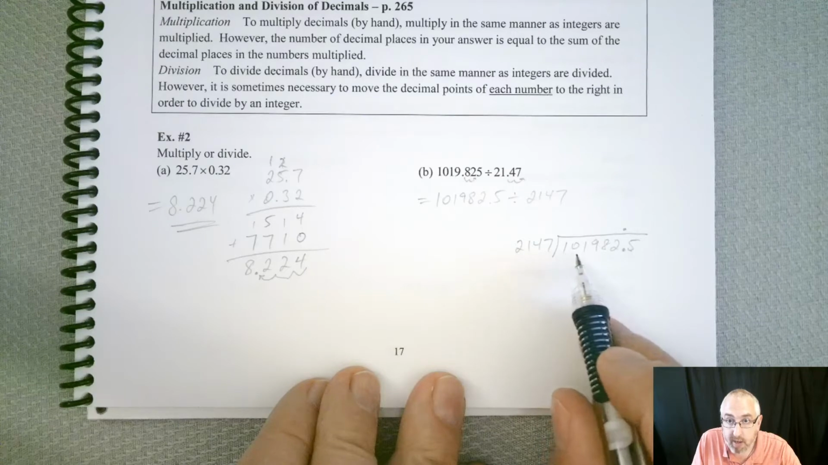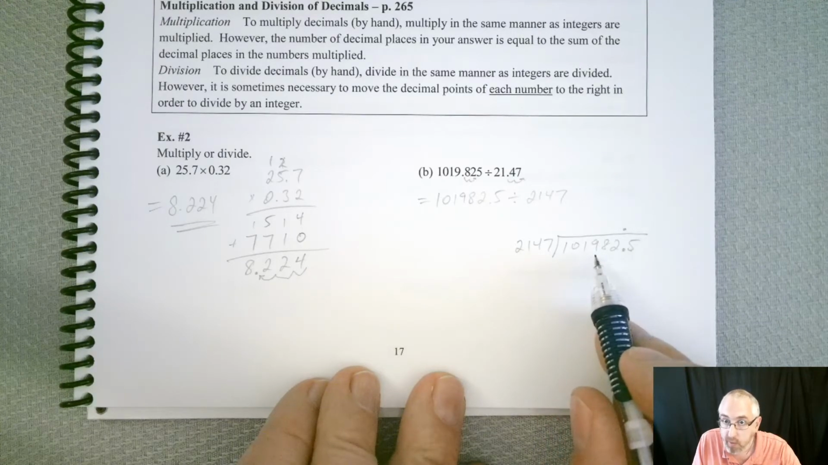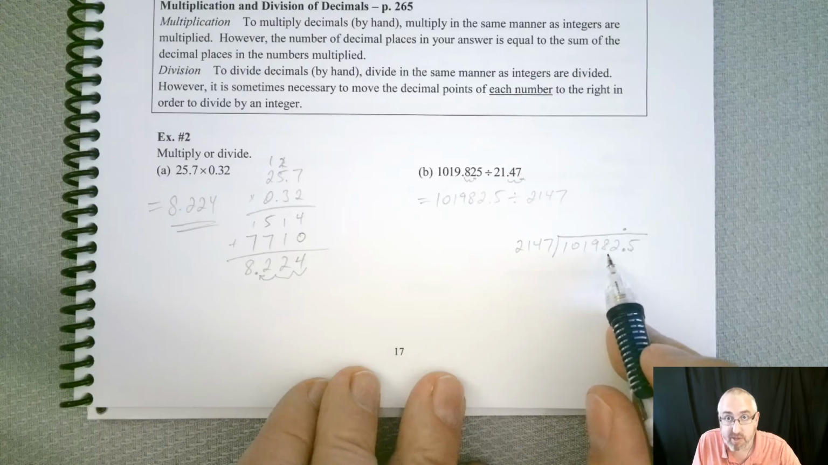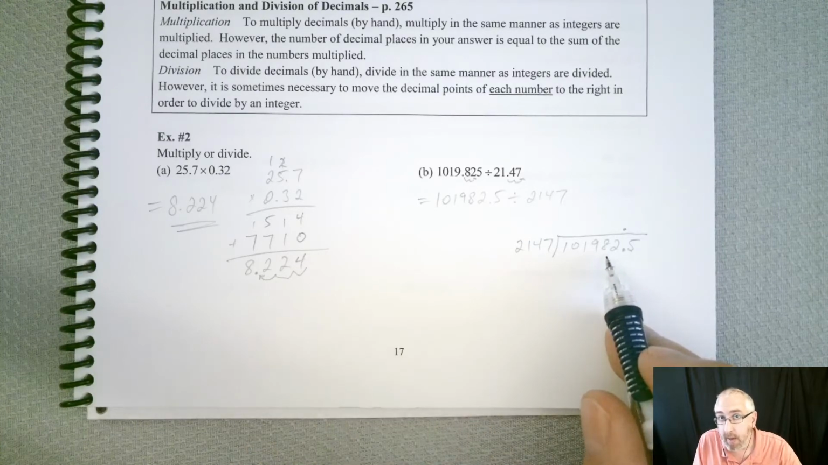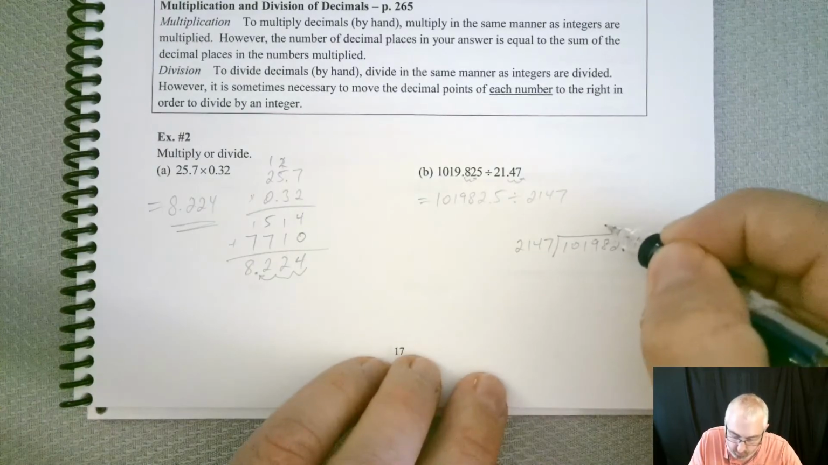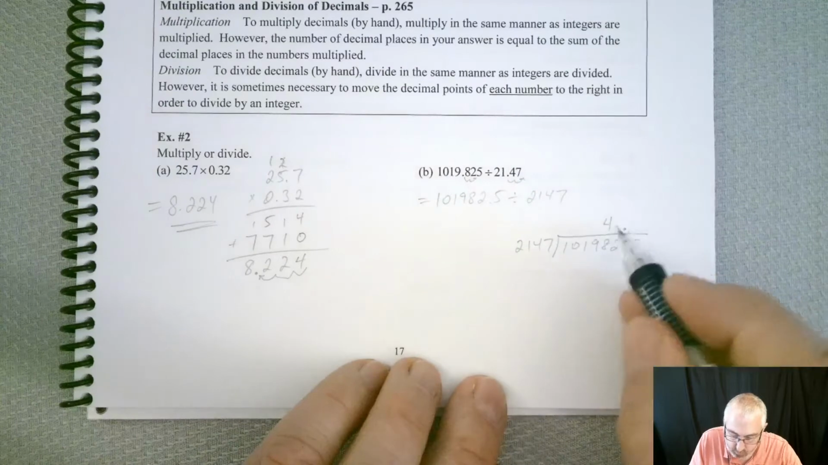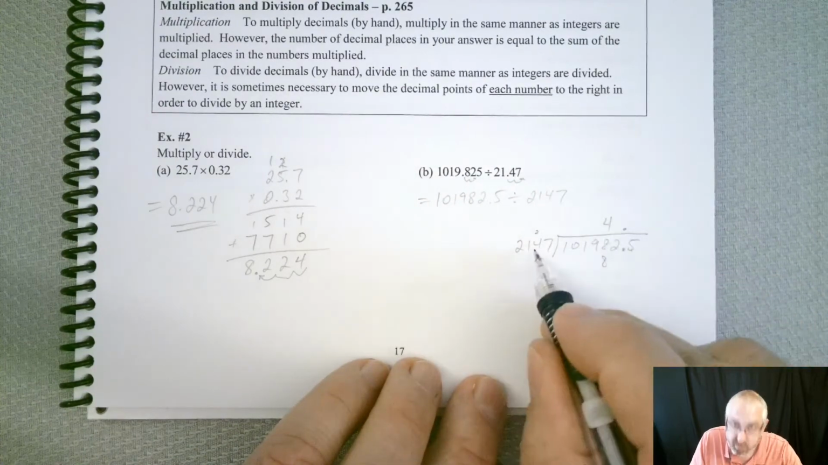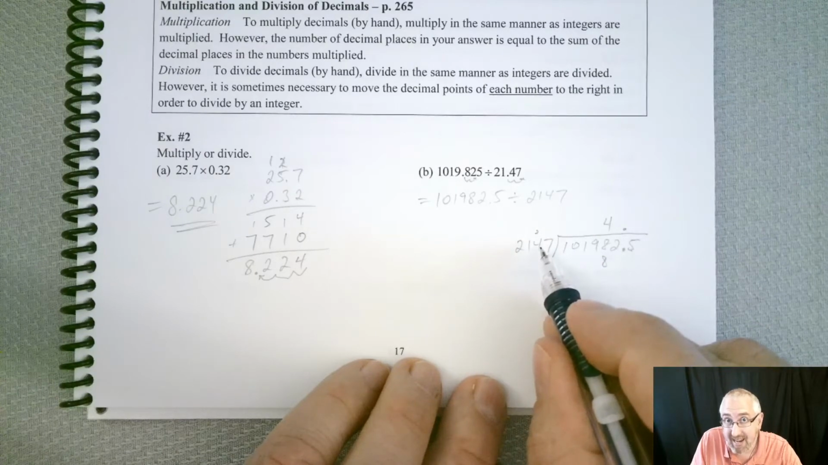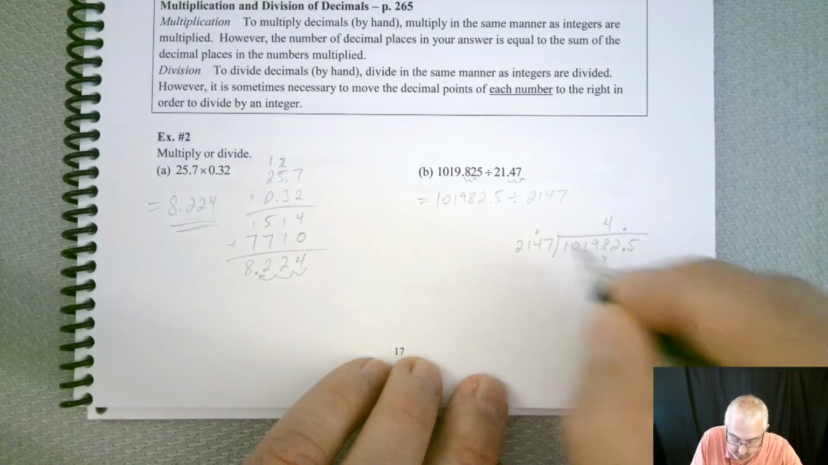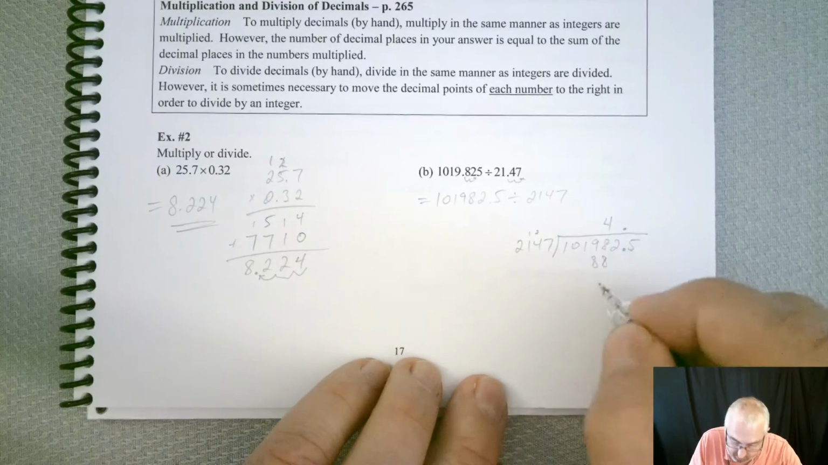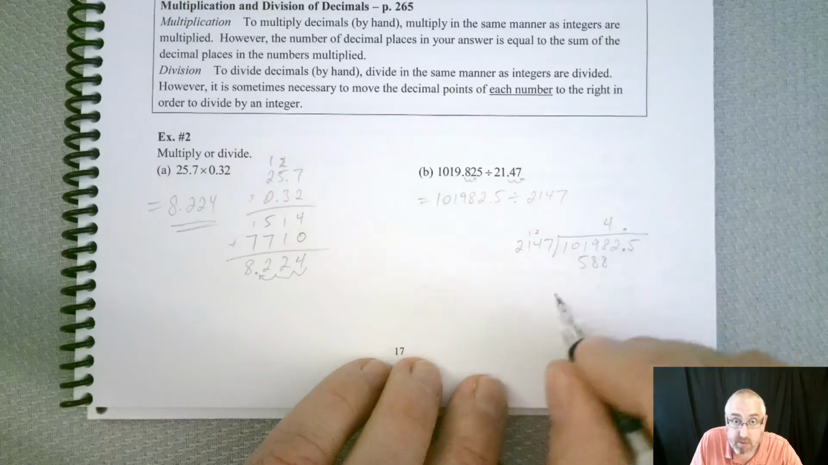Can't go into 1, can't go into 10, can't go into 101, can't go into 1,019. It can go into 10,000 and change. How many times? I'm thinking 5 is going to be a little too much, so let's start with a 4. So 4 times 7 is 28, carry a 2. 4 times 4 is 16, plus 2 is 18, carry a 1. 4 times 1 is 4, plus 1 is 5, and 4 times 2 is 8.